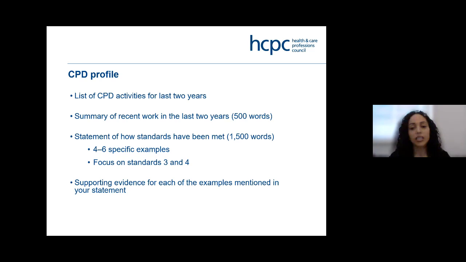And the key here is that we are looking for quality over quantity. And this is why those reflection pieces are very important. And that will demonstrate that you meet those standards 3 and 4.